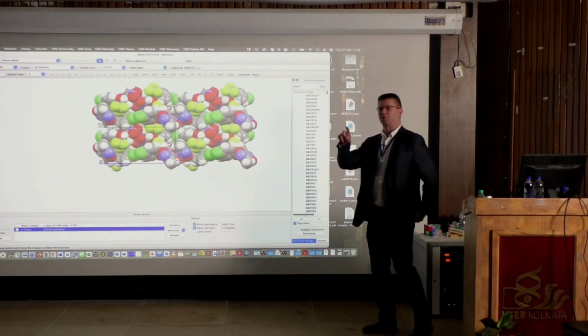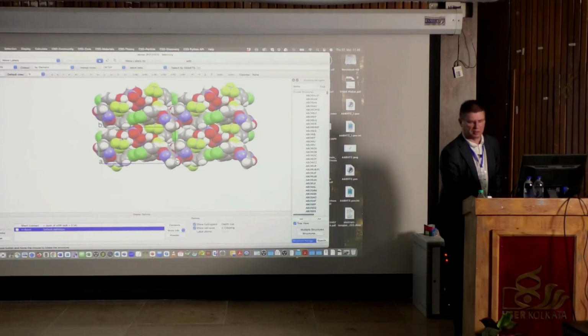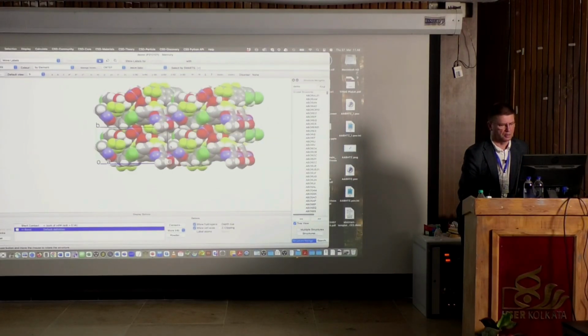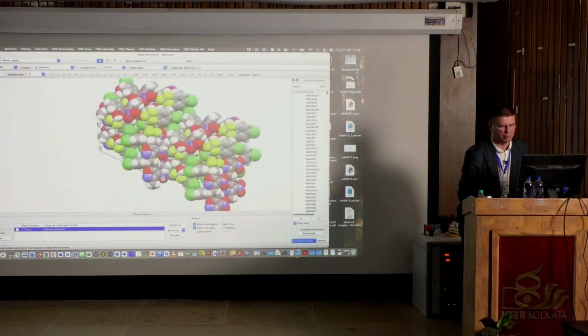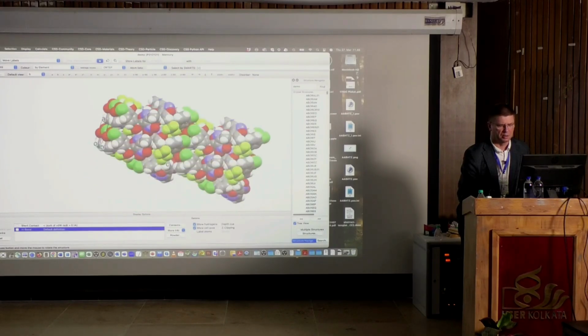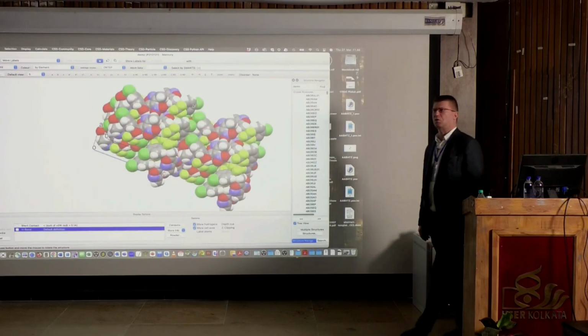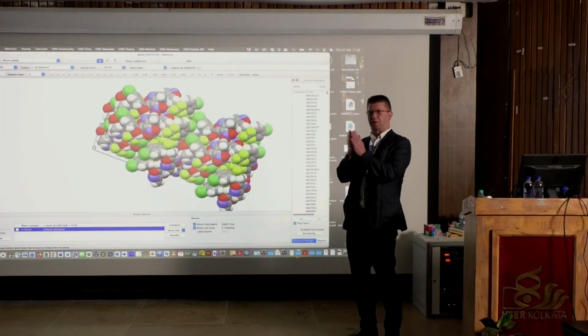Now this is 4 unit cells. And now when I rotate this, you can see that there is absolutely no empty space. So this is a so-called close-packed structure. So all the molecules are packed like this.